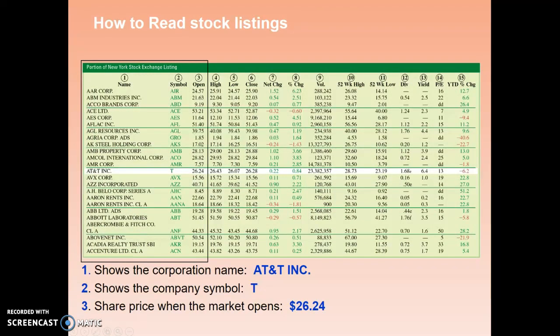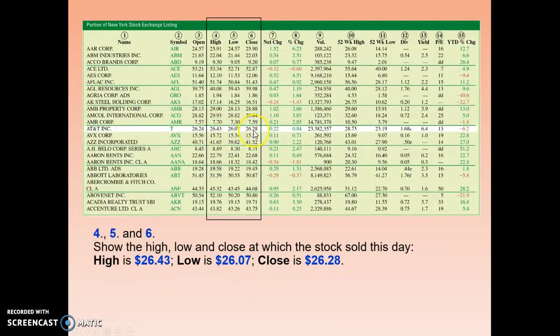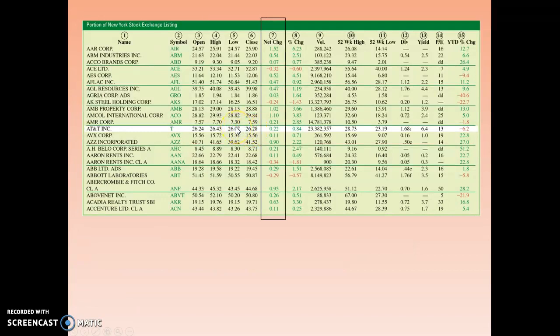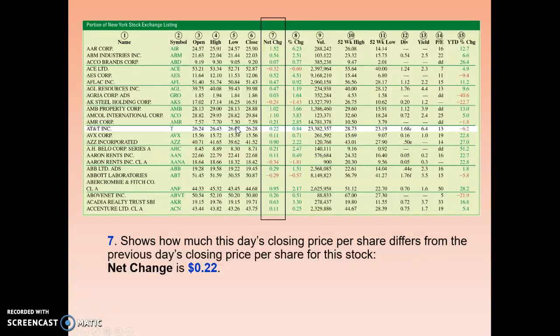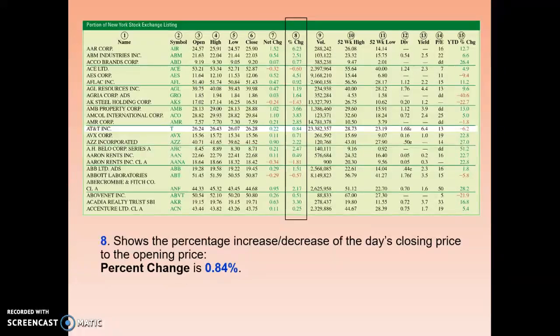Now moving on to our stock listing, we look here at the first 3 columns. We have its name, AT&T Inc., its symbol is T, and it opened at $26.24. The next 3 show the high, the low, and the close per dollar with cents for that day. The net change shows how much this day's closing price per share differs from the previous day's closing price per share. Next is the percent change. So the percent increase or decrease of the day's closing price to the opening price.